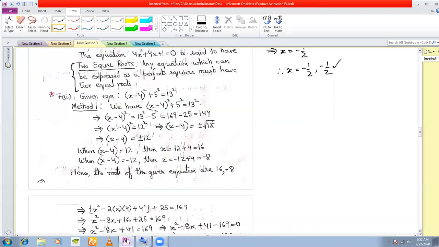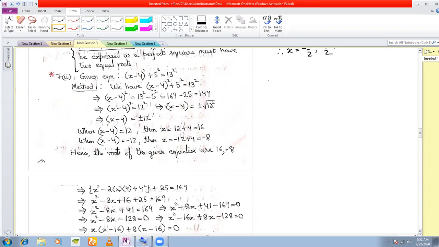Now look at this problem: x minus 4 whole square plus 5 square is equal to 13 square. Okay, now see, you can always expand, just as in method 2 I have shown you. So you can always expand and do this.